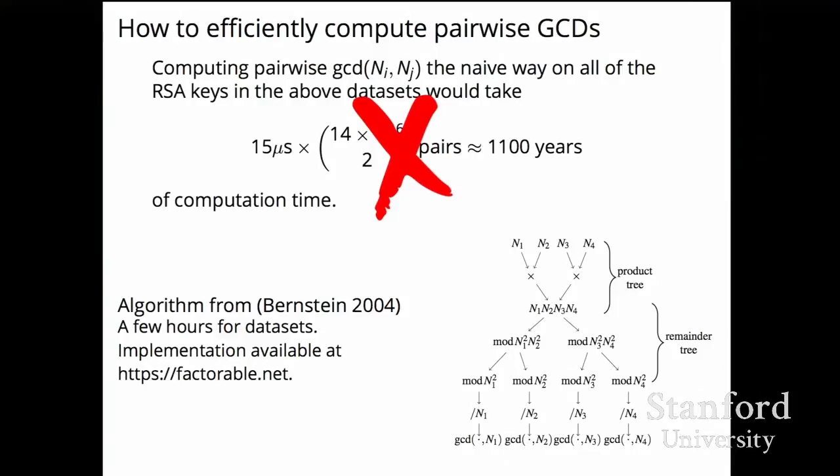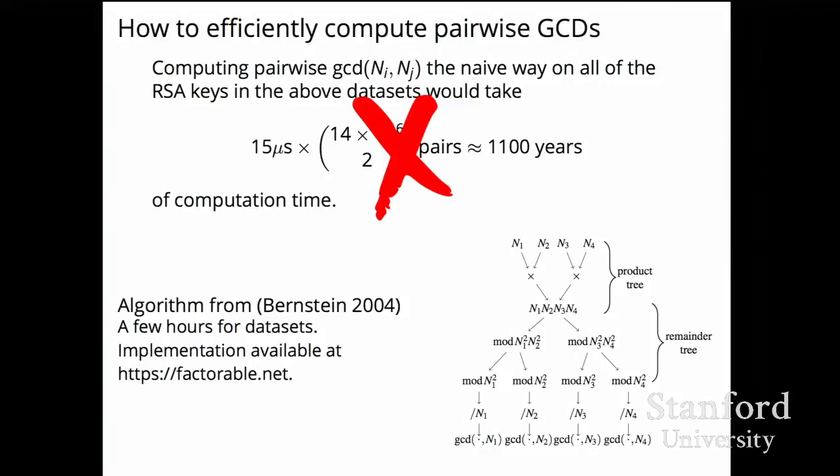It's pretty straightforward. Basically, you compute this gigantic binary tree, called a product tree, where each node is the product of its two children, until you get the product of all of the RSA moduli on the internet. This is a really big number. It was so big that we broke GMP in doing this. That's how big it was.